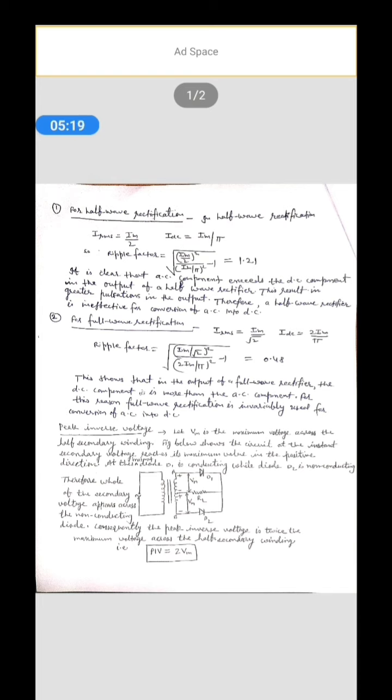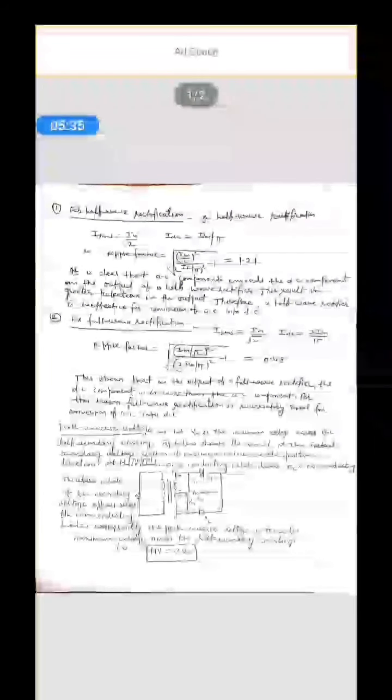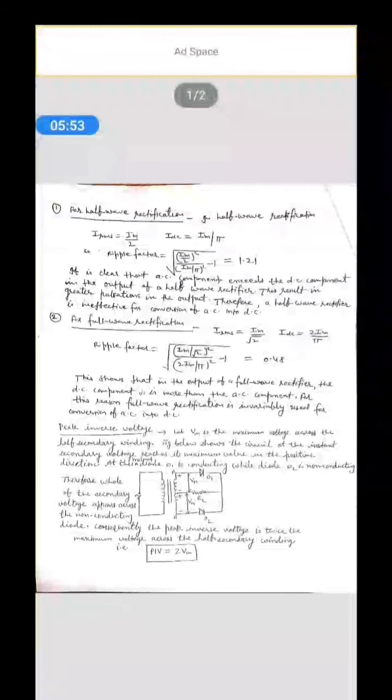Now second, for full wave rectification. For the full wave rectifier, we know that IRMS is equal to IM divided by square root 2, and IDC is equal to 2Im divided by pi. On putting the values of IRMS and IDC, we get ripple factor equal to 0.48, which is less than 1.